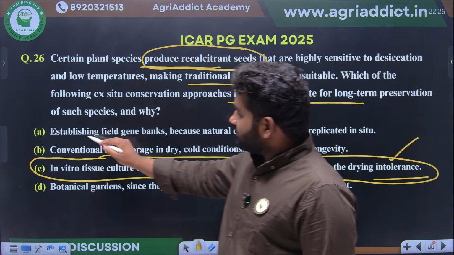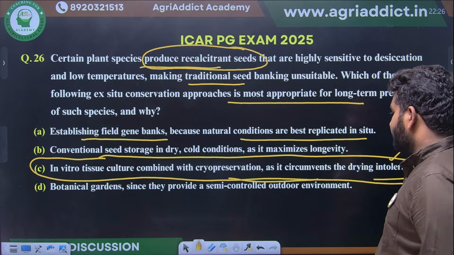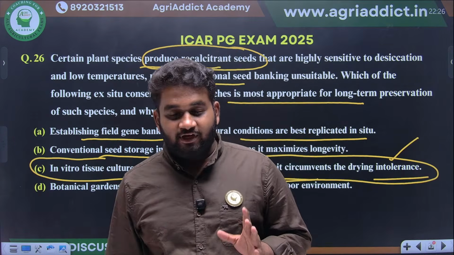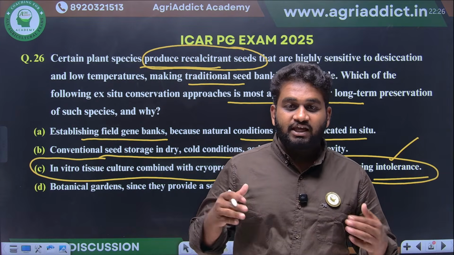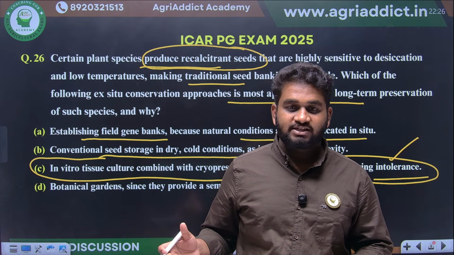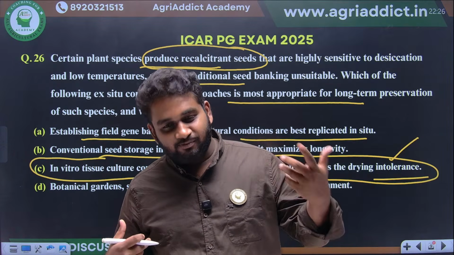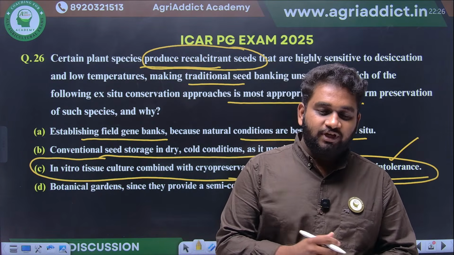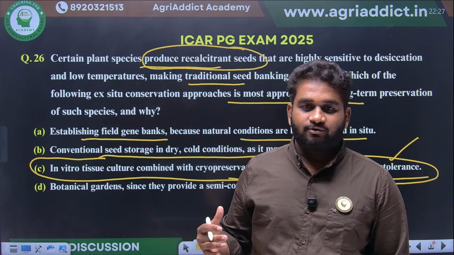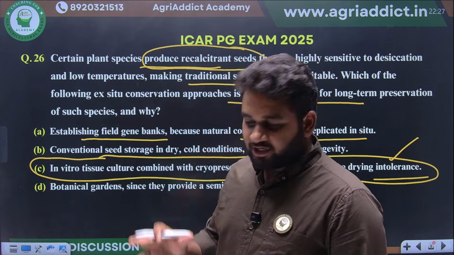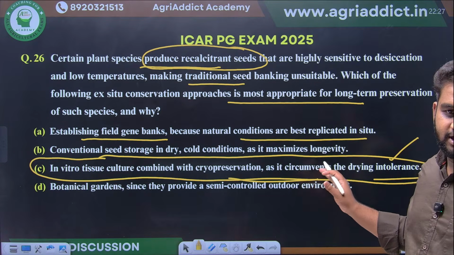You can see here, some are telling about A, establishing field gene banks because natural conditions are best replicated in situ. Sometimes I will agree for field gene banks, but the problem is, if you go for field gene banks, you are giving an environment to that particular germplasm. There may again be changes at the genetic level. There will be some mutations, some aberrations due to the growing period. There will be some variation if you go for field gene banks. But if you want to conserve as it is, then in vitro tissue culture is best, with cryopreservation.